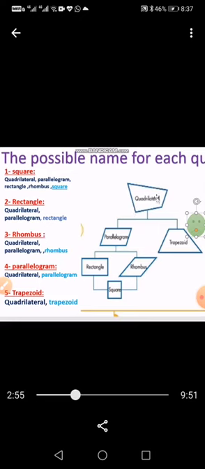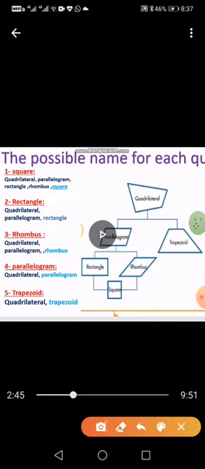Again, look here. The square holds many names. Above the square I have rhombus, rectangle, parallelogram, quadrilateral. Look at number 1 here. Square is called what? Quadrilateral, parallelogram, rectangle, rhombus, and it has a special name called square.